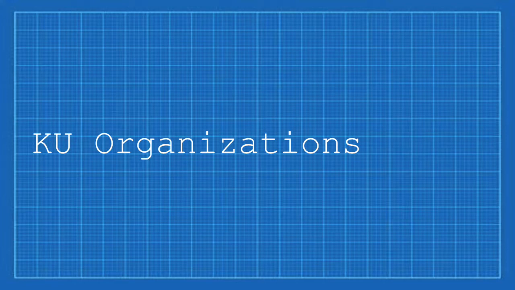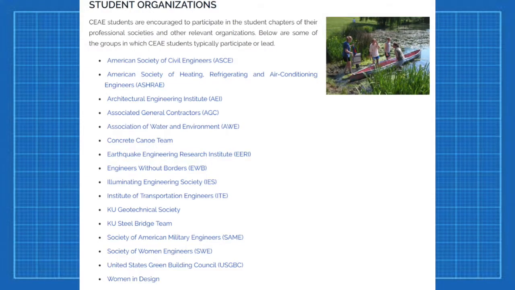Depending on what subdiscipline of architectural engineering you want to go into, there is a club for almost all of them. If you want to go into illumination engineering, there's the Illuminating Engineering Society. If you find green buildings intriguing, there's the United States Green Building Council Club. If you're unsure of what you want to go into, there's also the Associated General Contractors meeting, which is great for people who are interested in construction management. There's the Architectural Engineering Institute, which focuses on a variety of different subdisciplines. There are also the Society of Women Engineers Club and the Women in Design Club.